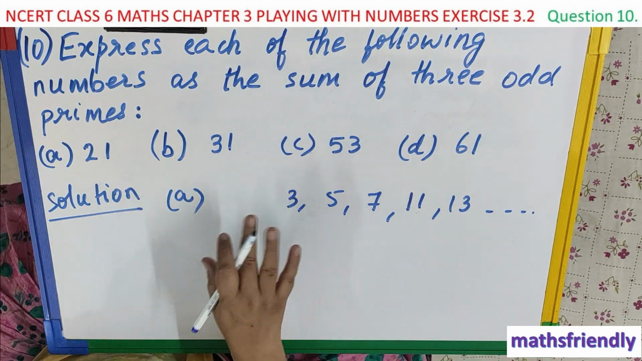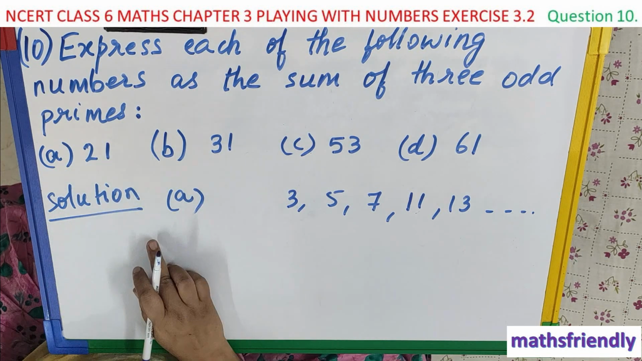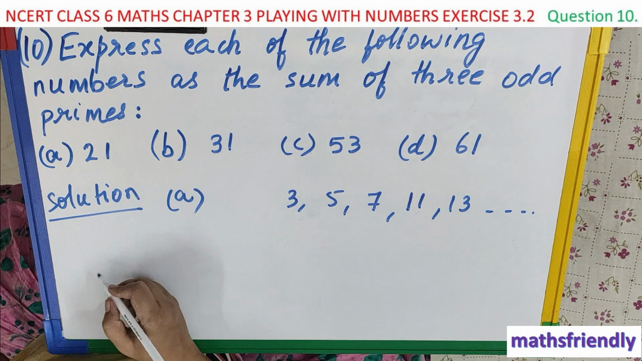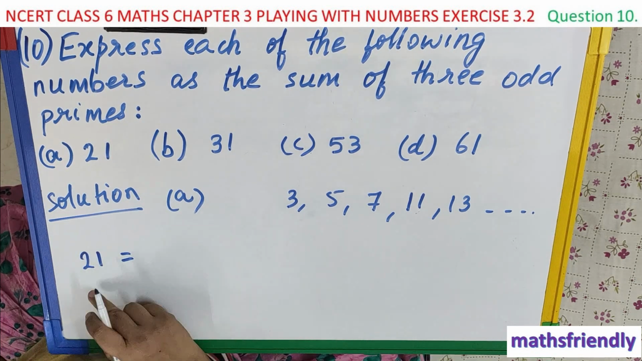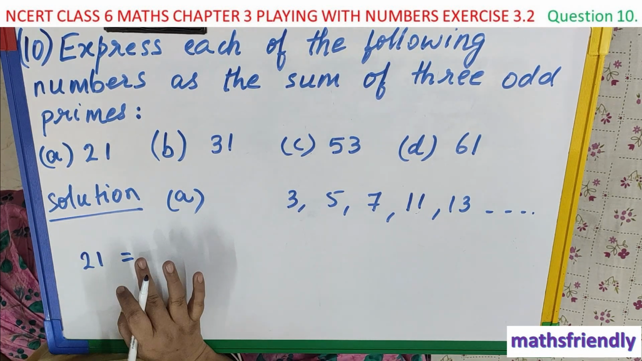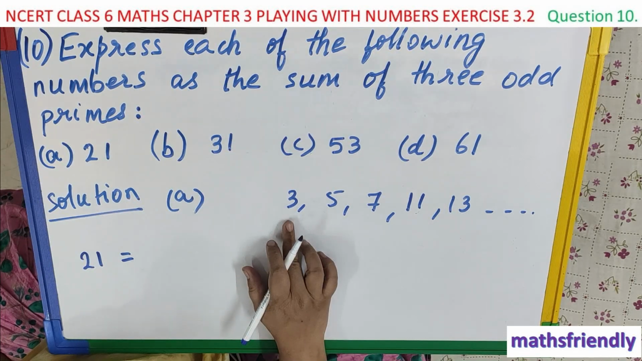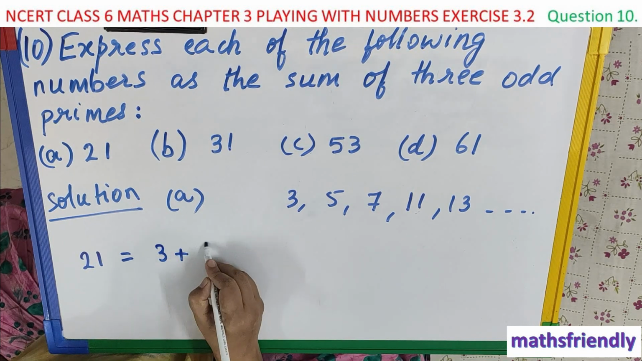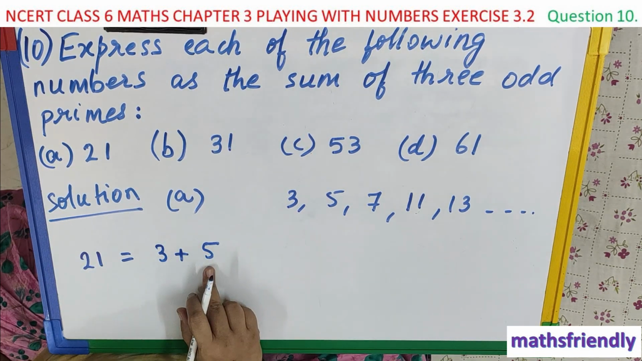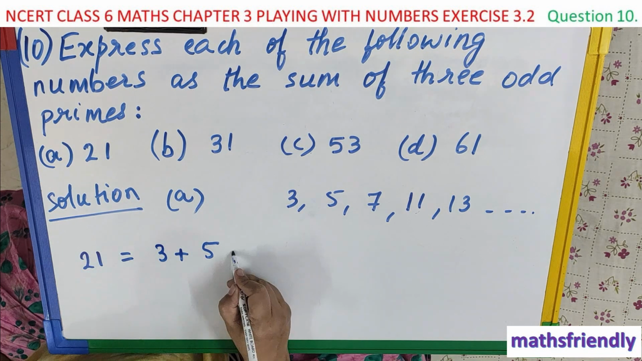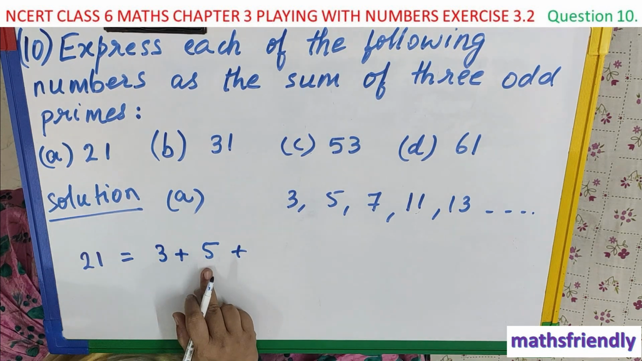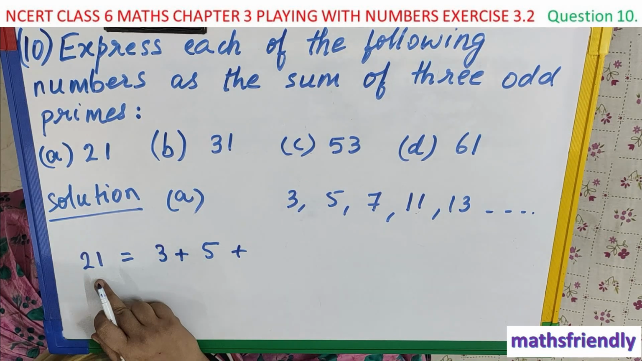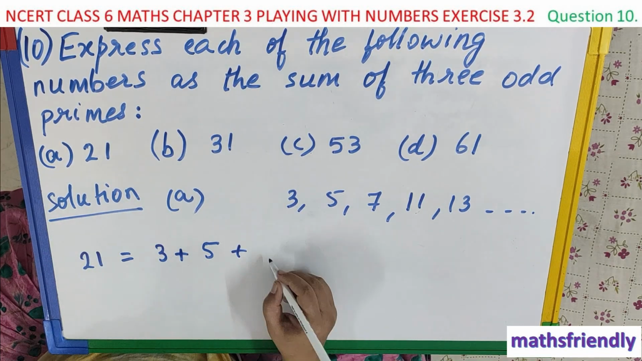Now we have the list of odd prime numbers, and we have to express 21 as a sum of three odd primes. So let us first take the smallest two odd primes. Then we will see what to add to these two numbers to get 21. 3 plus 5 is 8. So what should we add to 8 to get 21? We will add 13, right?